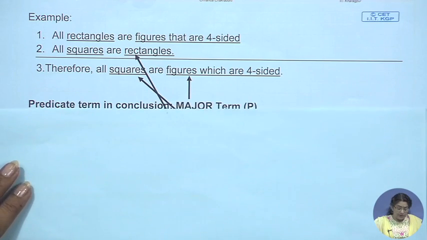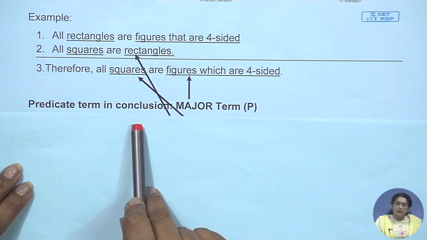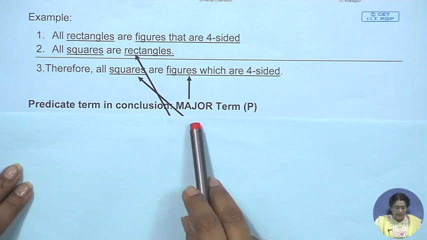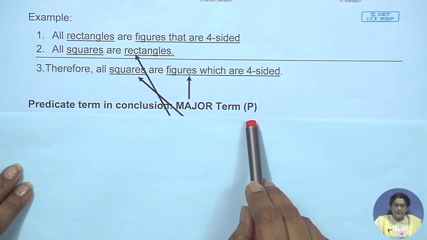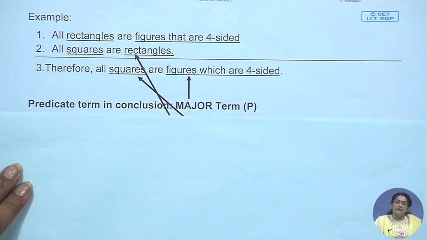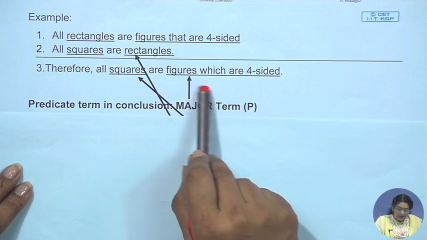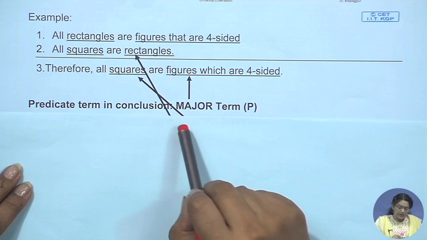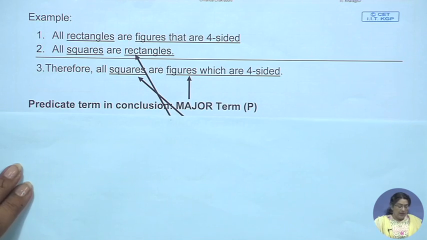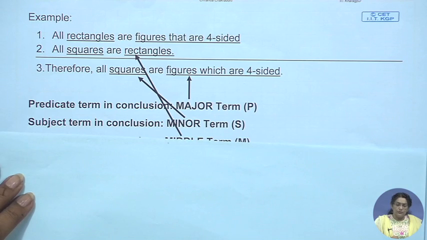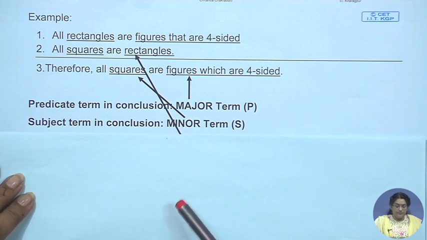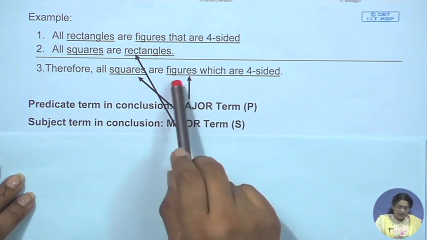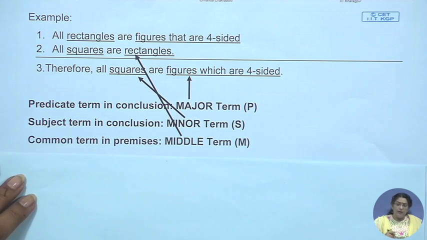There is a name for each of these components. The predicate term in the conclusion is known as the major term, and the typical symbol that we reserve for the major term is P, capital. Once more, the predicate of the conclusion is known as the major term, as opposed to the subject term of the conclusion, which is known as the minor term, and the symbol that we reserve for it is S. So, this is the minor term, this is the major term, and the term that is common in the premises is called the middle term, and the symbol that we reserve for it is M.